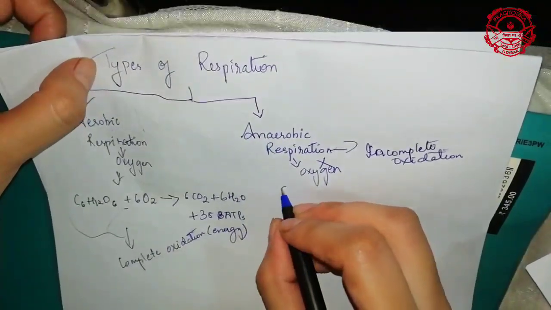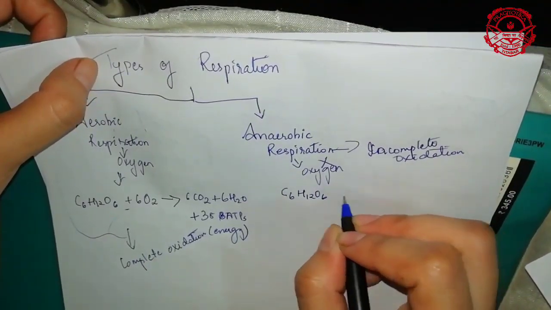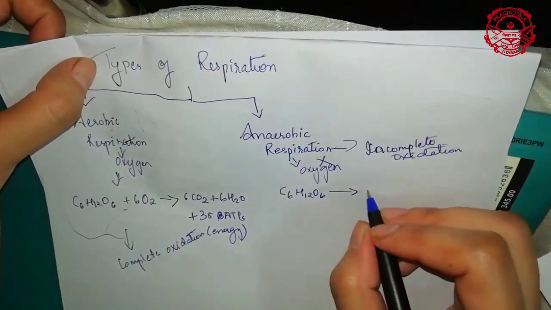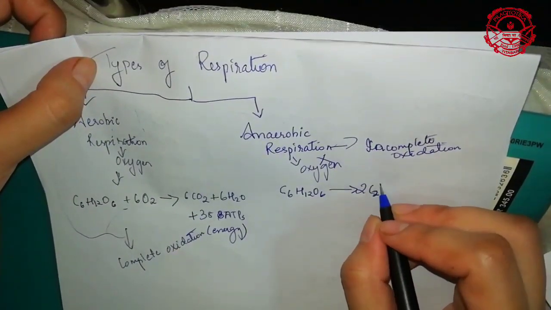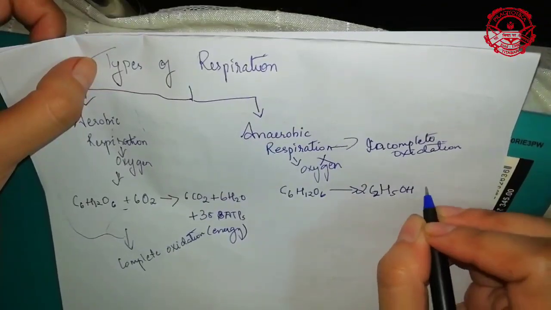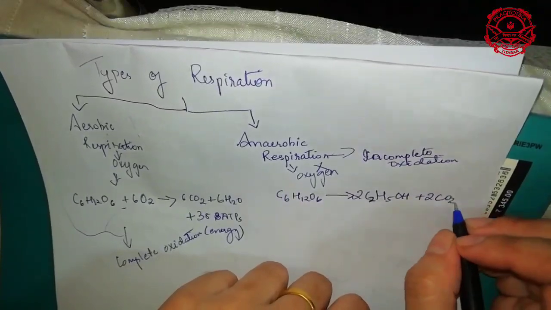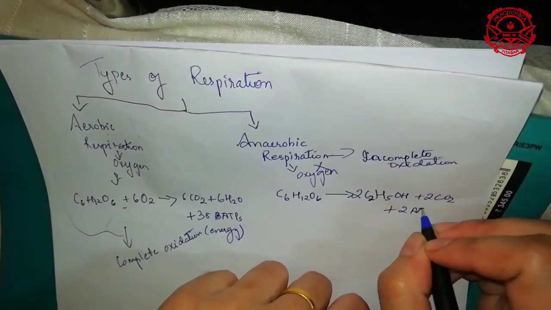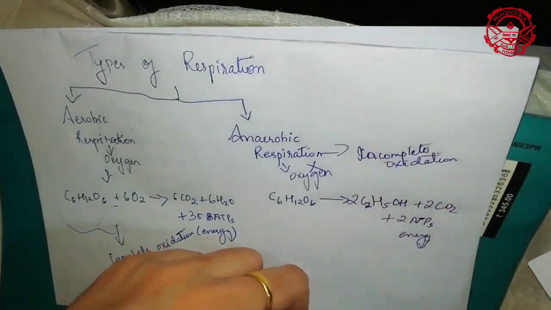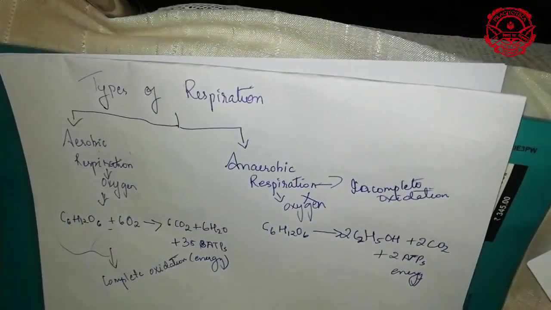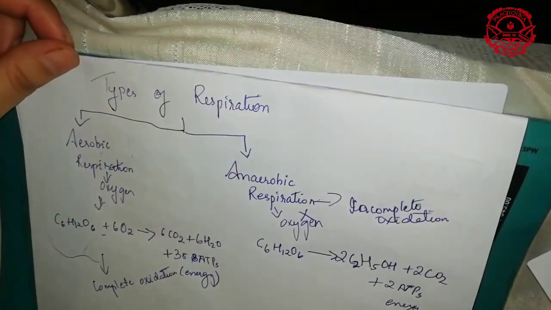So the chemical formula: you have your glucose. Since you do not have oxygen, the result is ethyl alcohol. Then you'll have 2 molecules of ethyl alcohol, 2 molecules of carbon dioxide, and 2 ATP. That is your energy. I hope you're clear on the types of respiration, aerobic respiration and anaerobic respiration.